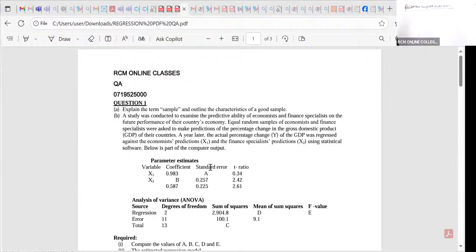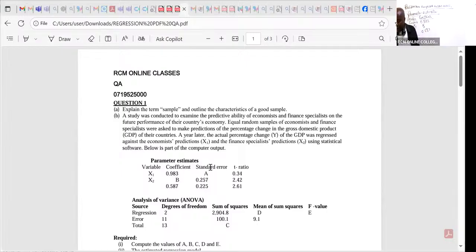So we have the variable. This is the parameter estimates. We have the variable, of which the first one is supposed to be constant. We have X1, we have X2. And then we have coefficients. So coefficients, what do we have here, ladies and gentlemen? We have 0.983. We have a B. Then we have 0.587.